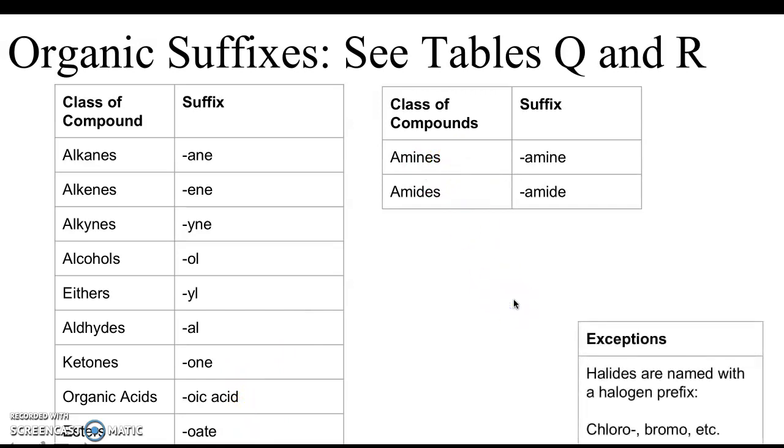There are a couple exceptions. The halides are actually named with a halogen prefix. I don't know why they're different, but they are. But for the most part, the suffix is what indicates the class of compound.